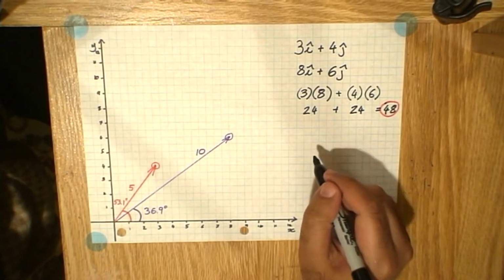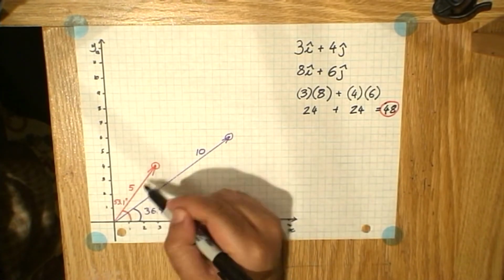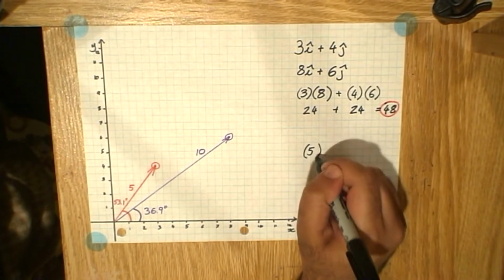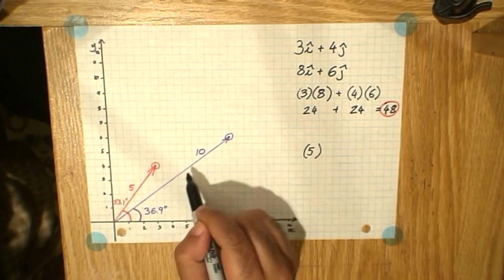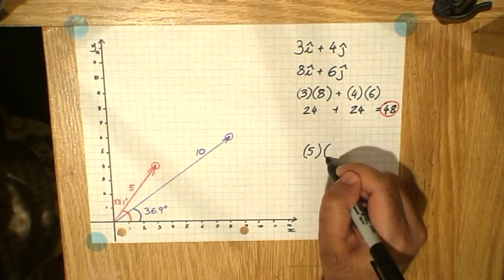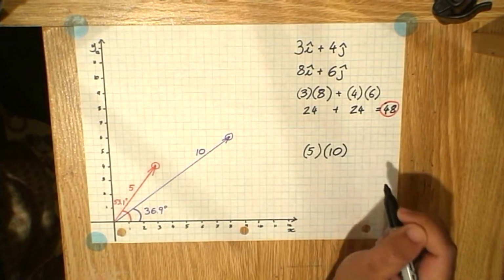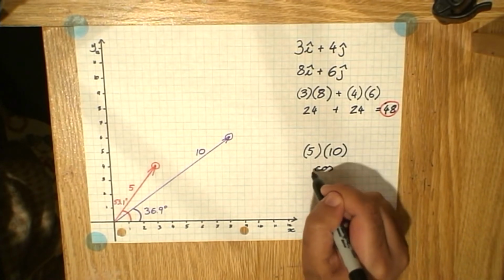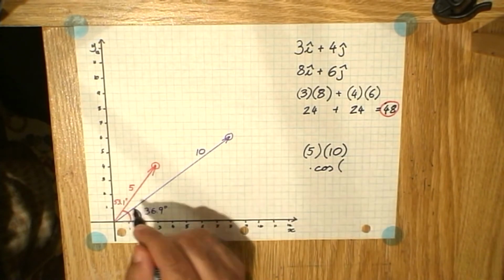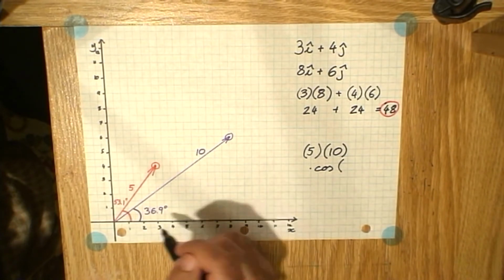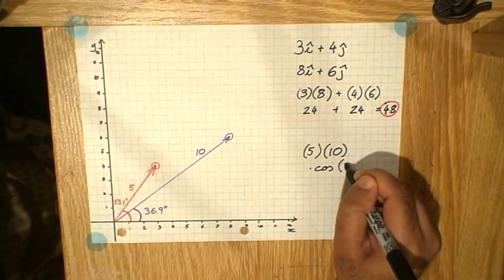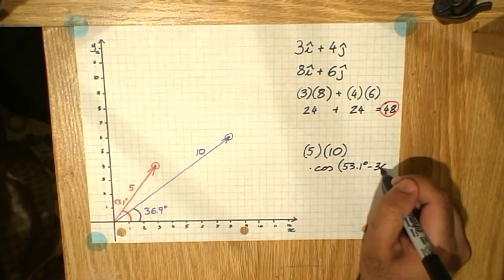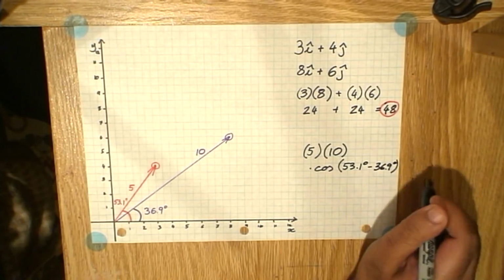In polar, the rule is you take the length of the first vector, in this case, let's say that's 5, multiply it by the length of the second vector, that would be 10, and then multiply by the cosine of the angle between these two vectors. So the difference between these two vectors would be 53.1 degrees minus 36.9 degrees.